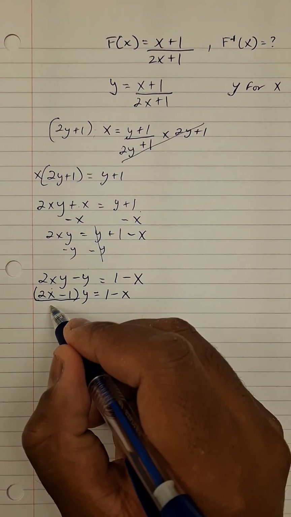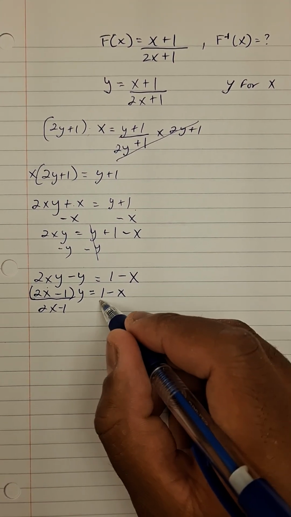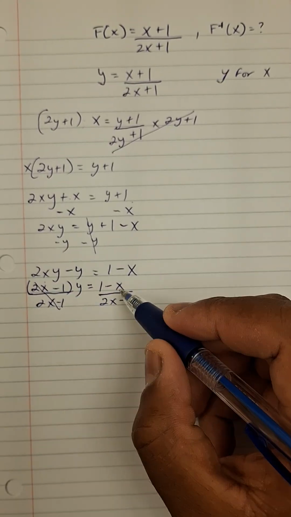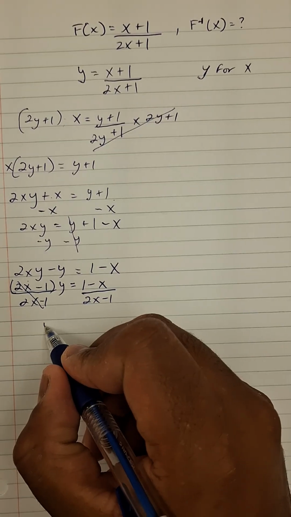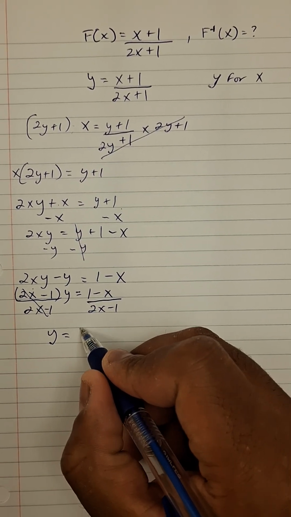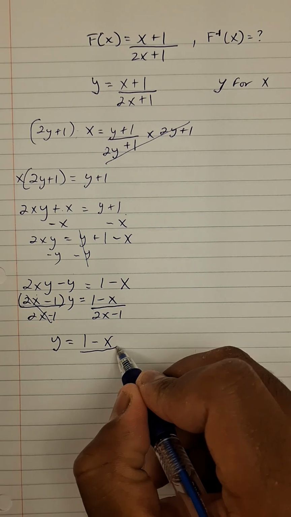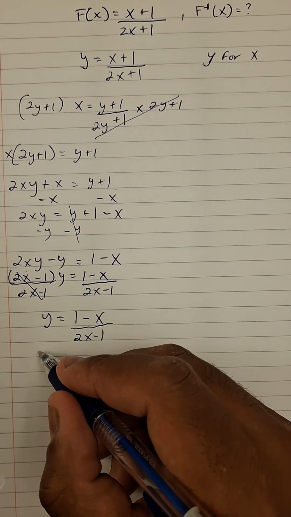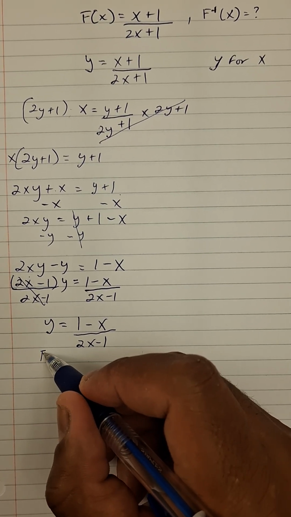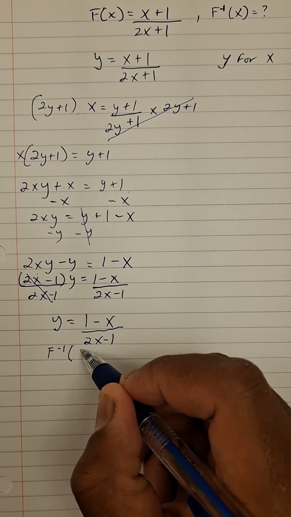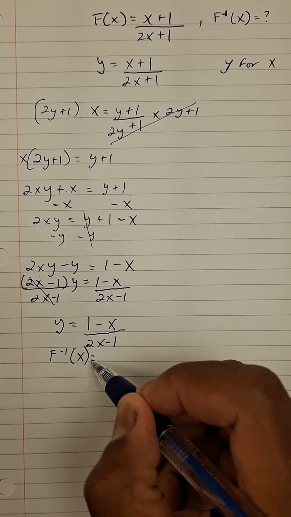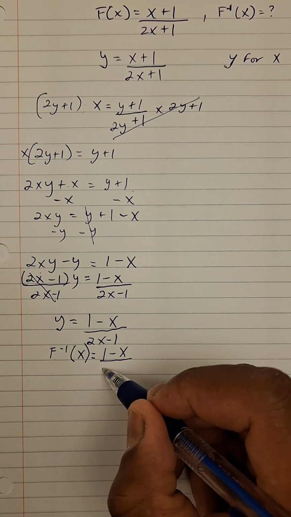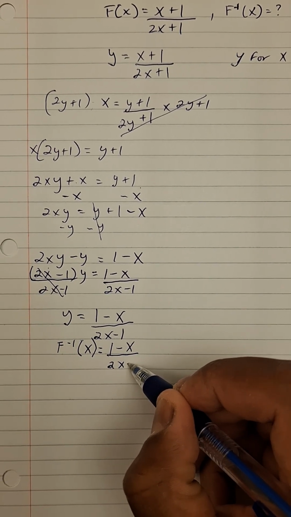And so now we'll divide this side of the equation and this side of the equation by 2x minus 1, and so y is equal to (1 minus x) divided by (2x minus 1). But now y in this case is the inverse of the original function, which is (1 minus x) divided by (2x minus 1).